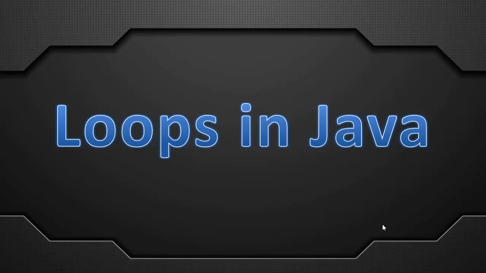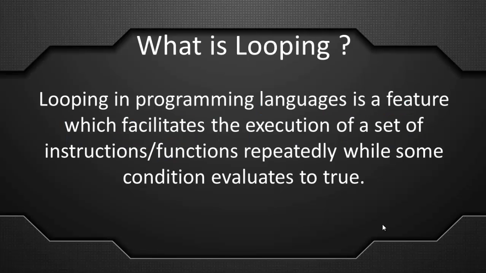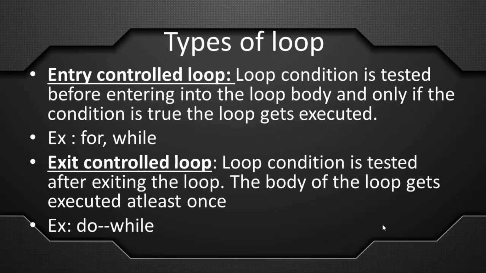Loops in Java. What is looping? Looping in programming languages is a feature which facilitates the execution of a set of instructions or functions repeatedly while some condition evaluates to true. Types of loop.